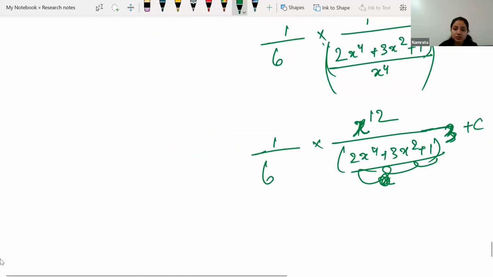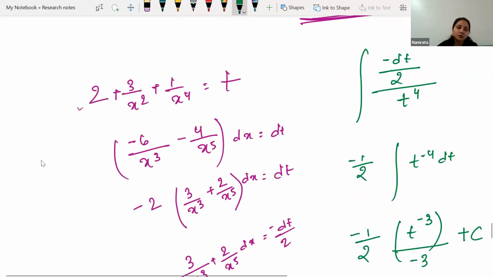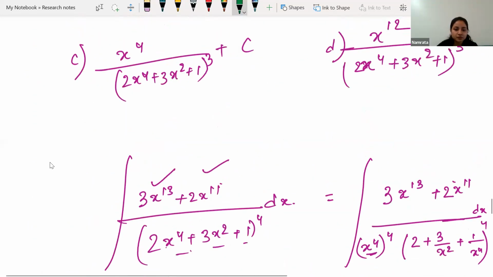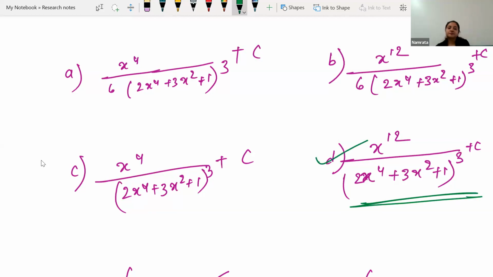Let's see which option now. Is there any option which is exactly like this? So we are having x to the power 12 in the numerator. The denominator is 1 by 6 is there, and then (2x^4 + 3x^2 + 1), and cube we are having. This is the correct option, right? Yes or no? Yes, ma'am. Let's move ahead.